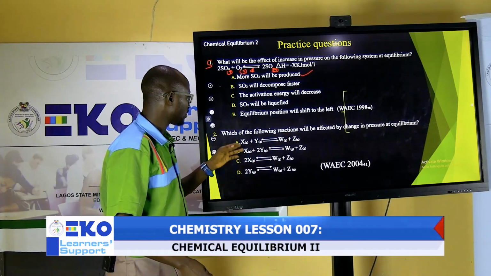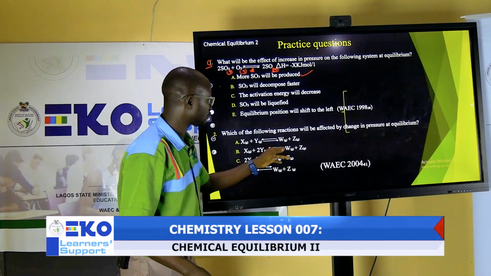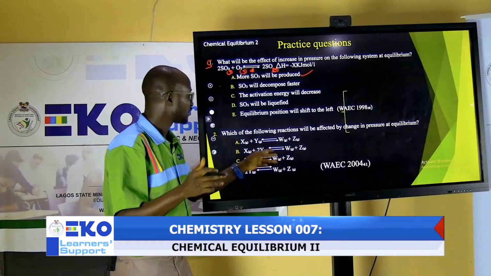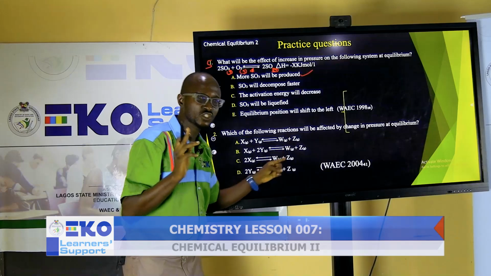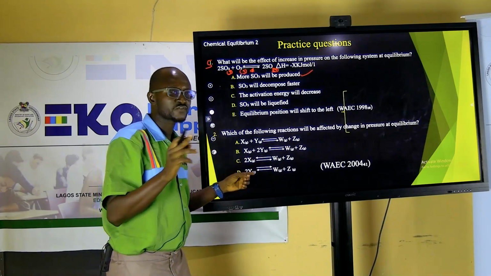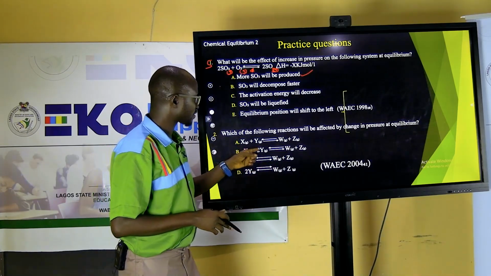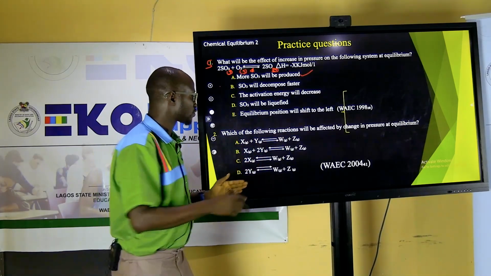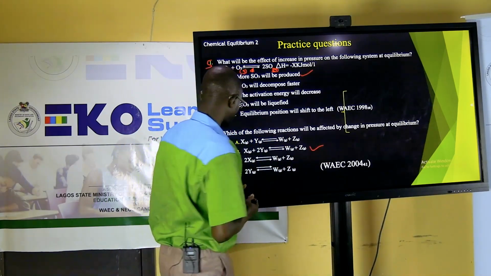Now let's move to B. 1 plus 2, 3. 3 to 2. Remember, students, as you are counting, take note that they must be in gaseous form. The one that is not in gaseous form, you don't count it. So 1 plus 2 is 3, from 3 to 2. Yes, this one is unequal.